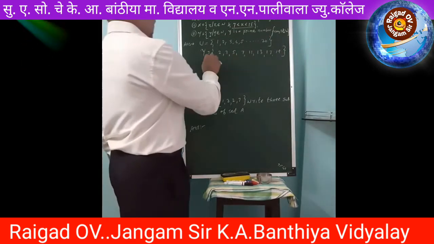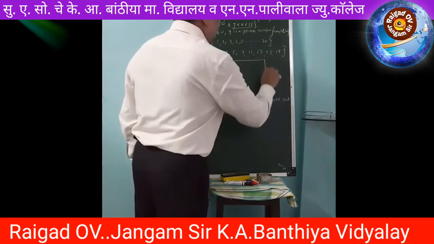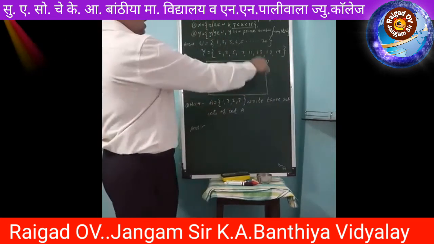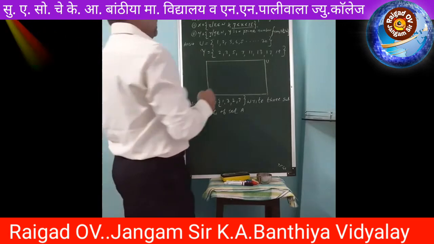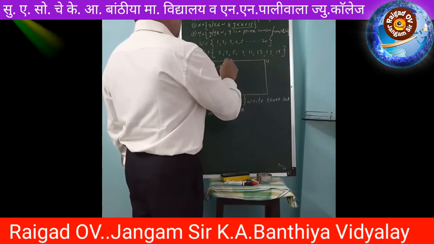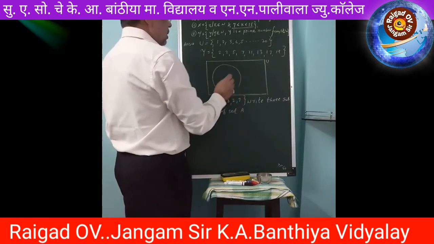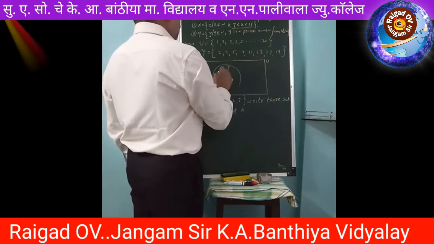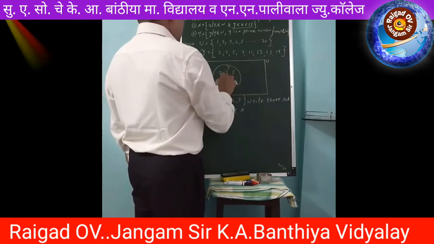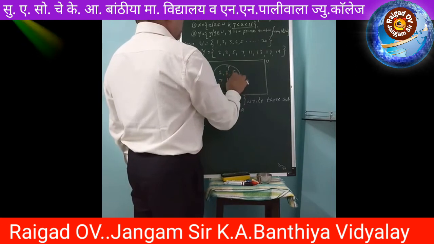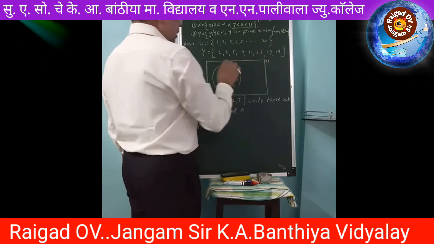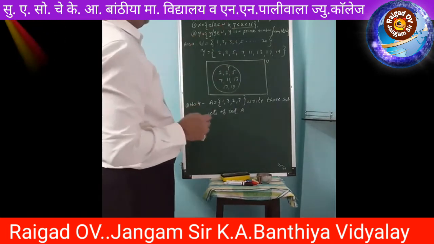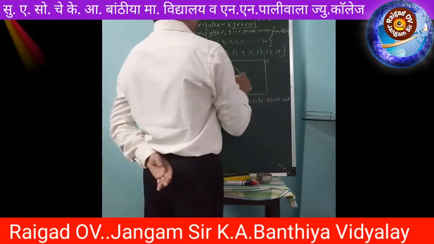So you write these two sets with the help of a Venn diagram. You consider this rectangle for the universal set and this circle is used for set Y. This is the set Y. You write the elements of set Y: 2, 3, 5, 7, 11, 13, 17 and 19. And the remaining elements of set U, you write in this empty place.